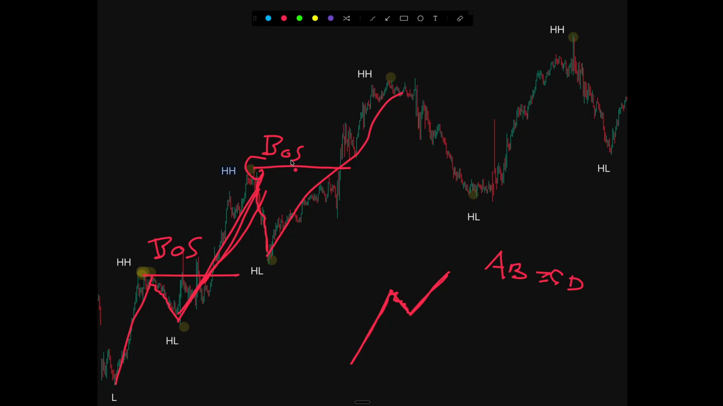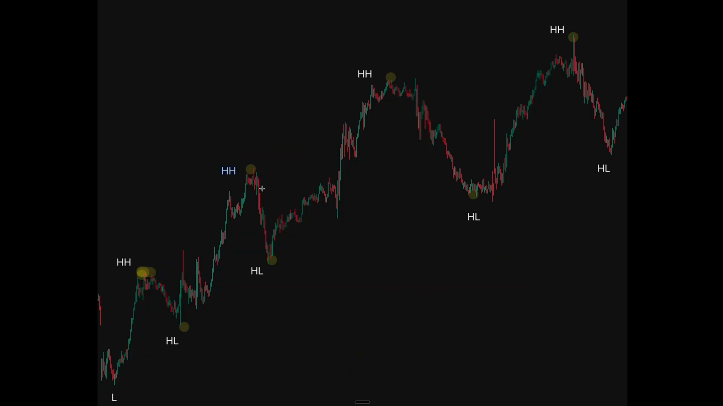This is how you understand the framework of market structure. Okay? Once again, we have our high, point C to D breaks the high, and they form a BOS. Okay? C to D will always form a BOS if it breaks the high and creates a new high.